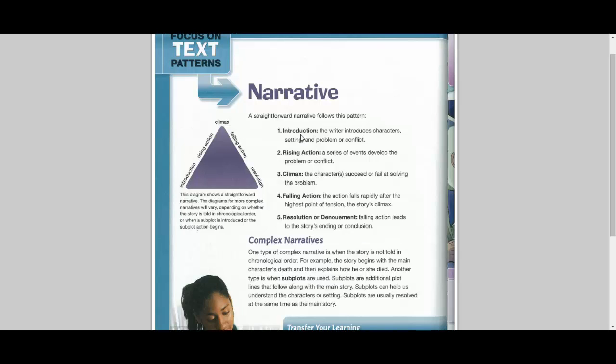As you can see, the narrative text pattern has 1, 2, 3, 4, 5 parts. Okay, the introduction, the rising action, the climax, the falling action, and the resolution. So basically, when you write a story using this narrative text pattern, you are going to have 5 paragraphs. 1, 2, 3, 4, 5.